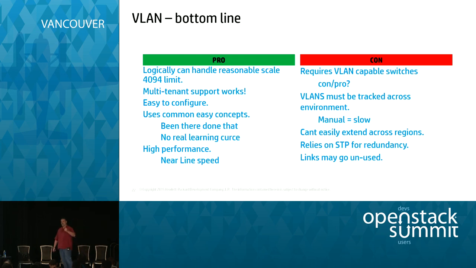And it performs. VLANs do perform, right? So in a high-performing environment where you need lots of bandwidth, and you've got an application that wants to crank out something over the network, VLANs do pretty close to line speed, typically.